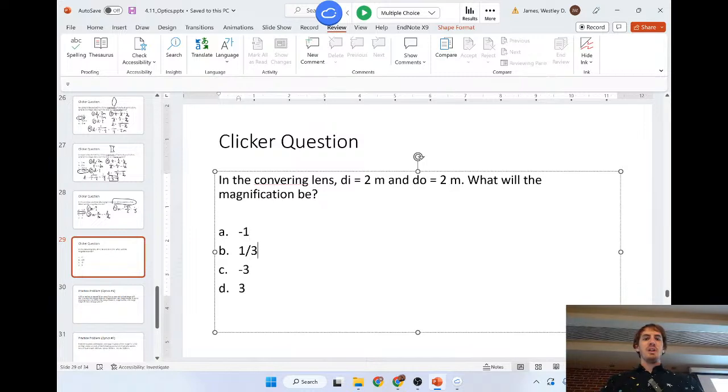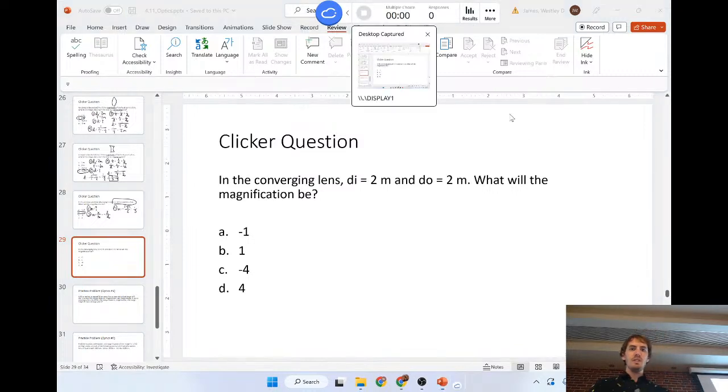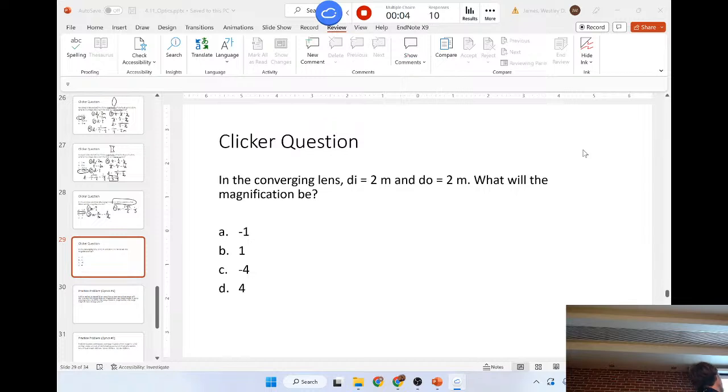Is it negative 1? Is it positive 1? Is it negative 4? Is it positive 4? So these were our answers from the converging lens: a positive DI and a positive DO. DO is always positive, so that's nothing fancy. What will the magnification be in this case for a converging lens?